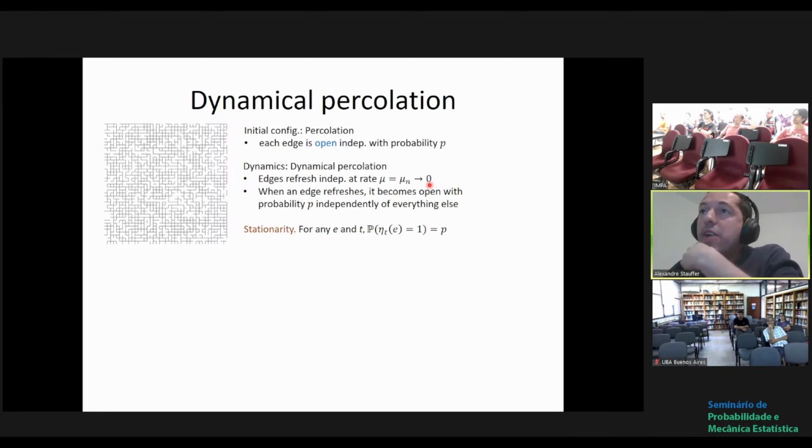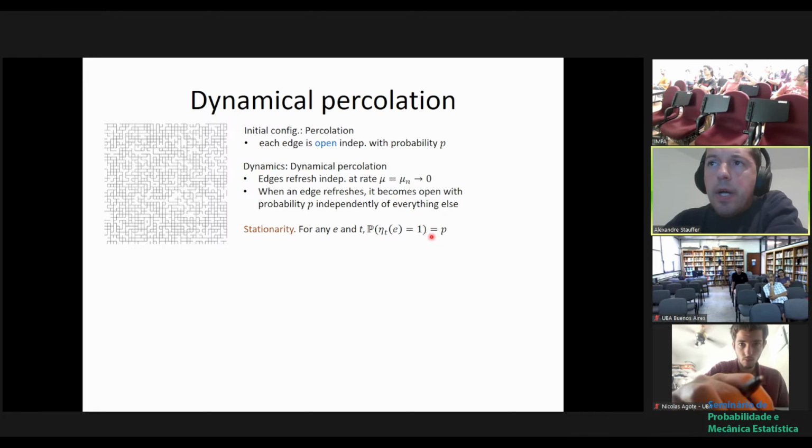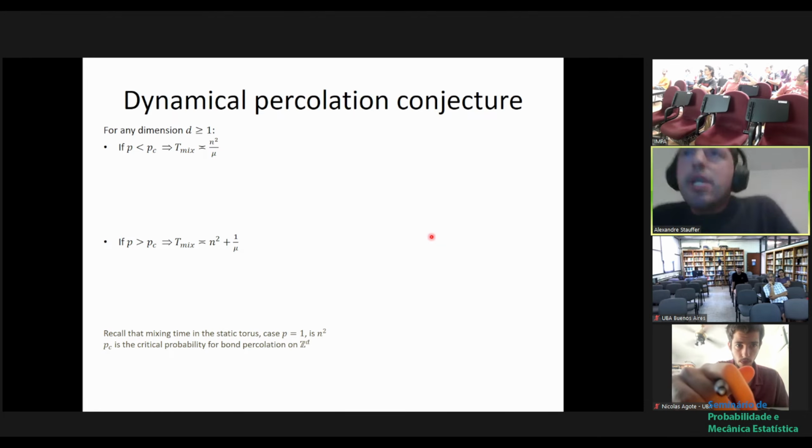Okay, and the environment is in stationarity. If I look at any edge at any time t, then the probability that that edge is open at time t is p, the same probability as at time 0. This will be common to both cases, dynamical percolation and the next one. Before I move to the other model, which is the one that I'm going to concentrate on, let me tell you the conjecture for dynamical percolation.